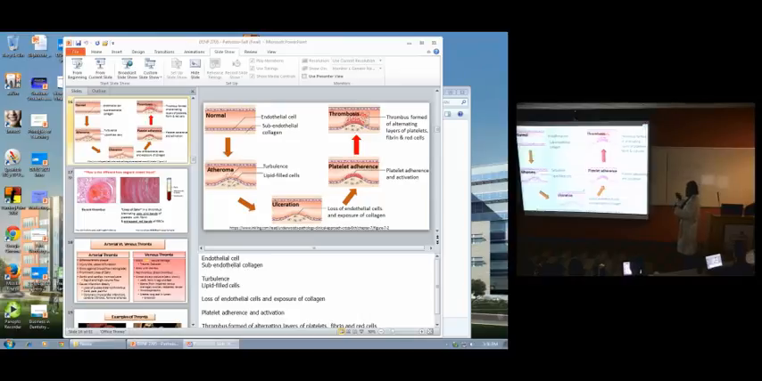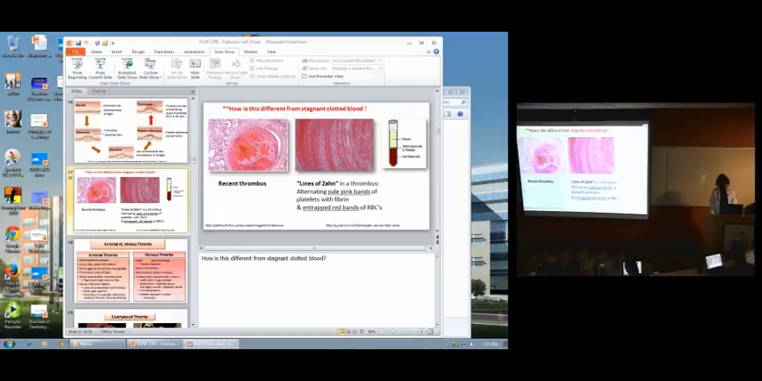So that alternating layer of red blood cells, and then the platelets with the fibrin and the red blood cells, that's what's referred to as the lines of Zahn. That's what's responsible for the layers that you saw when I was explaining to you about the onion ring that you saw on gross. So this is what I'm referring to when I say the lines of Zahn under the microscope.